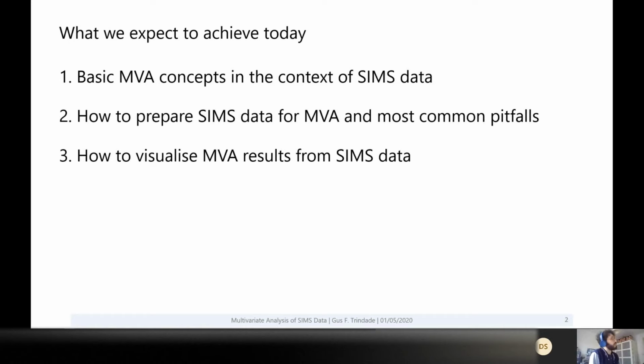I want to transfer some basic MVA concepts in the context of SIMS data. Then I want to show how to prepare SIMS data for MVA, mention the most common pitfalls related to this, and also how to visualize MVA results, for the best results you have.